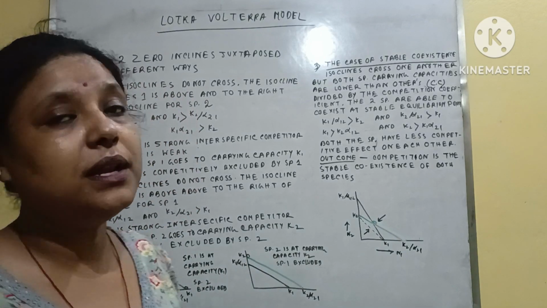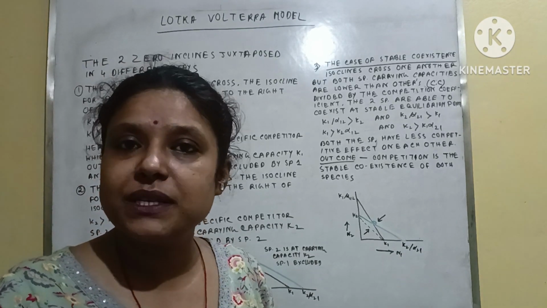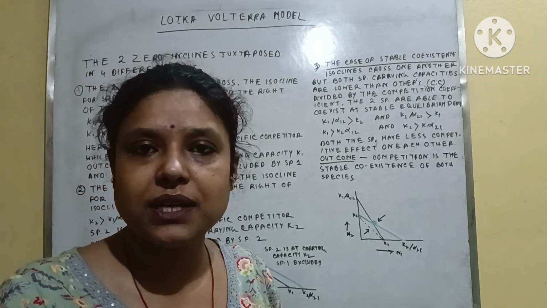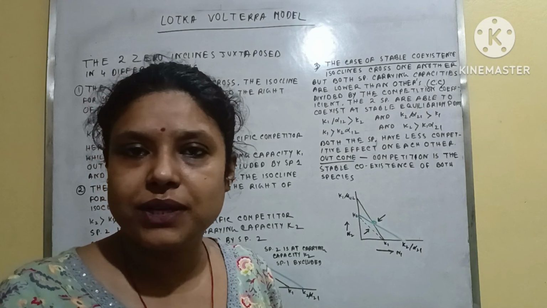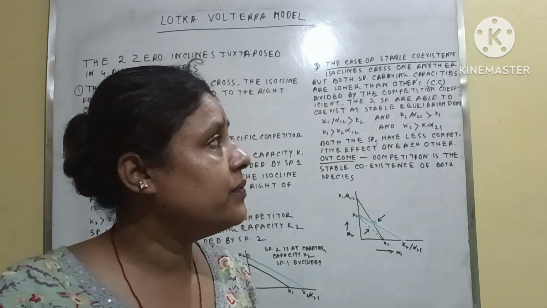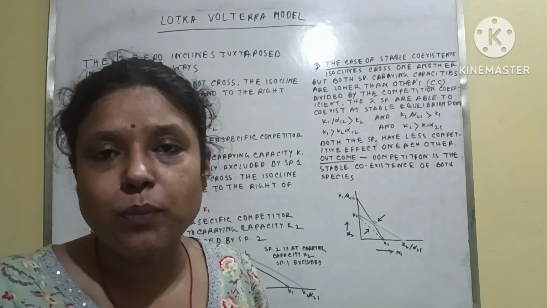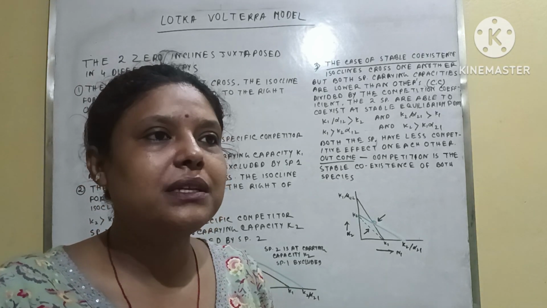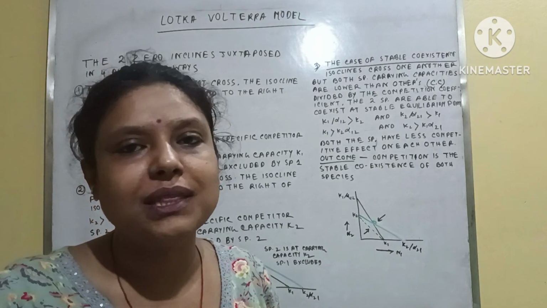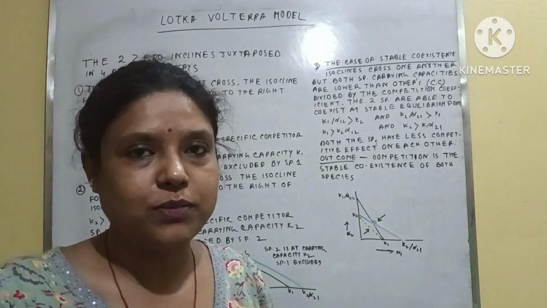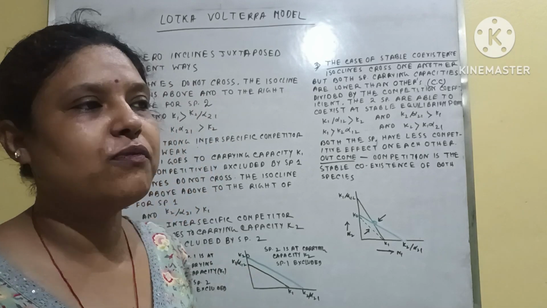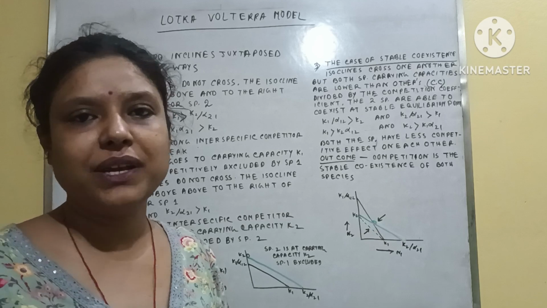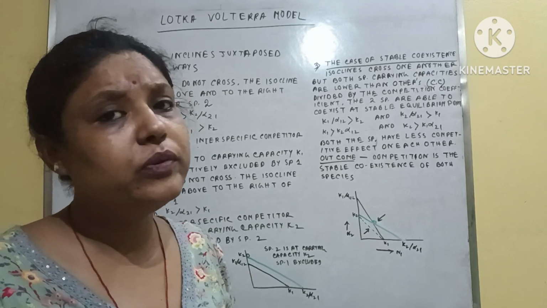Lotka-Volterra model. I have already explained this model, and you can check out that explanation in my channel, which has already been uploaded. Here I will try to explain the different cases related to this model, where species 1 and species 2 are both involved, and what the effect of their carrying capacities is, how they affect each other. So we will learn here.